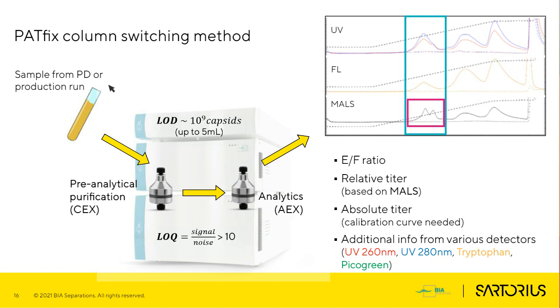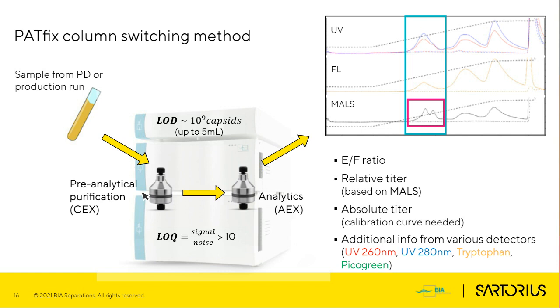First, you would collect your sample. Your sample can be media or maybe total harvest, or you want to work with cell pellet. It doesn't matter whether it is adherent or suspension. We've tried both. You would prepare your sample, so if need be, you would lyse it, and then you would filter it and dilute with the mobile phase A for the first column.